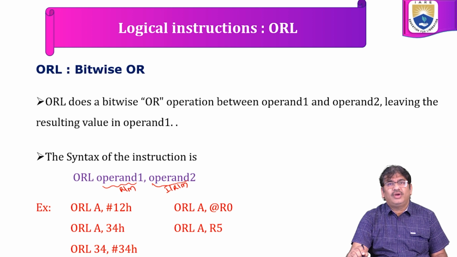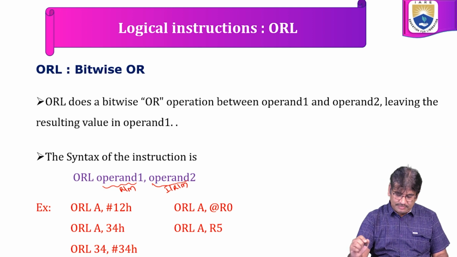ORL A, R5. Here the contents of the accumulator will perform the logical OR bit by bit with the R5 register, and the result we can see in the accumulator. ORL 34, #34H. Here the memory location contents whose address is 34H will be logically ORed with the immediate data 34H, and the result we can see in the memory location 34H.